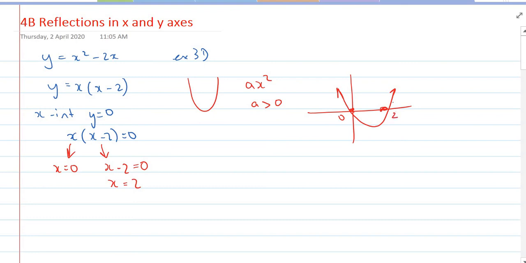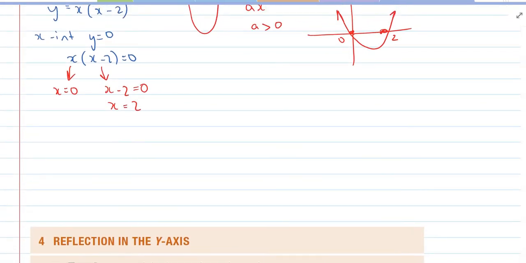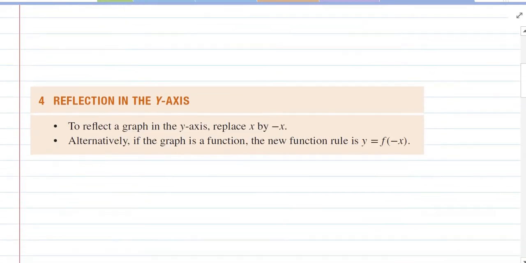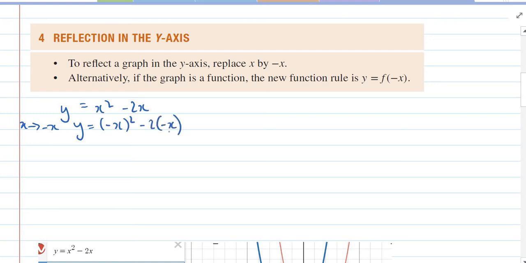So today we're going to look at what happens. How do we reflect things in the y-axis? So what we do is we replace x by negative x. So say we've got y equals x squared minus 2x, and we replace x with negative x. So now you've got y equals negative x squared minus 2 times negative x. And we want to know what that graph looks like.